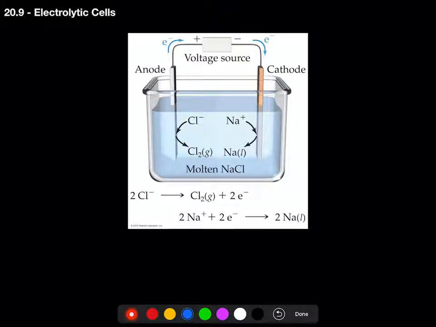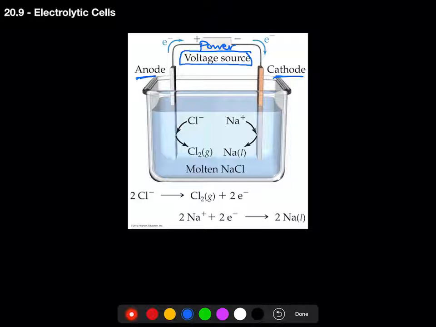Now we're talking about electrolytic cells where the key difference is that we will need a voltage source. Every electrolytic cell has a power source. So this has to be something that supplies power versus something that requires power or measures power. But otherwise, the setup is exactly the same. We have electrodes, an anode and a cathode. Oxidation still happens at the anode. Electrons still flow from the anode to the cathode.